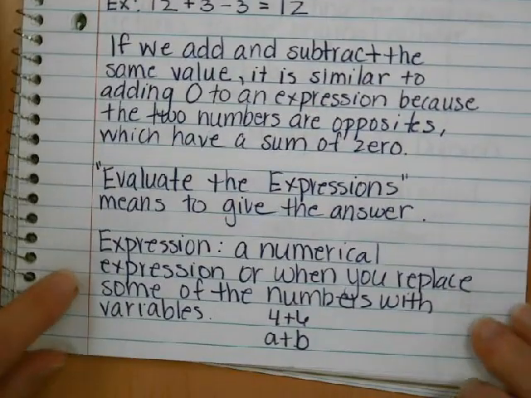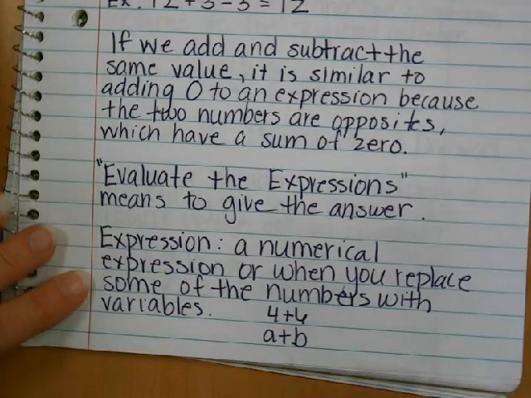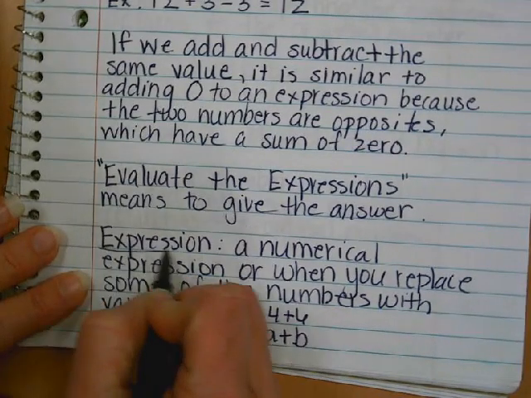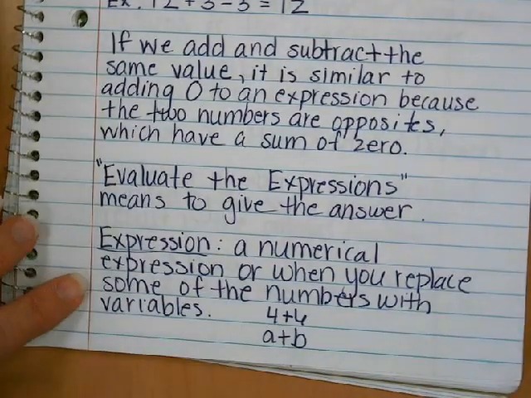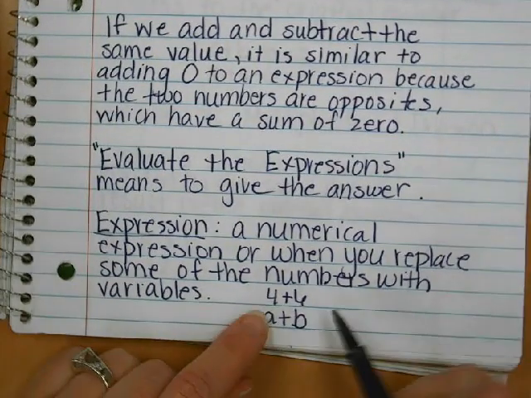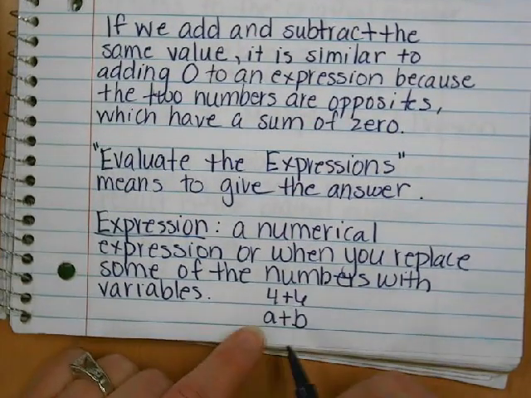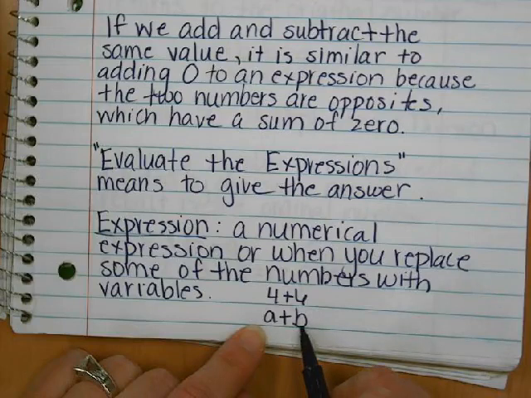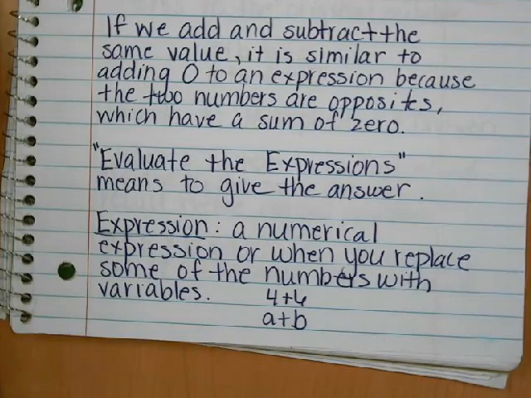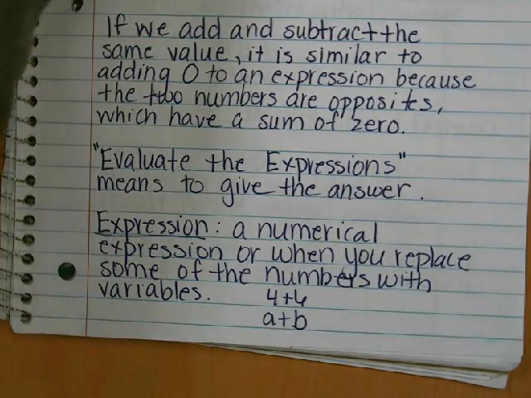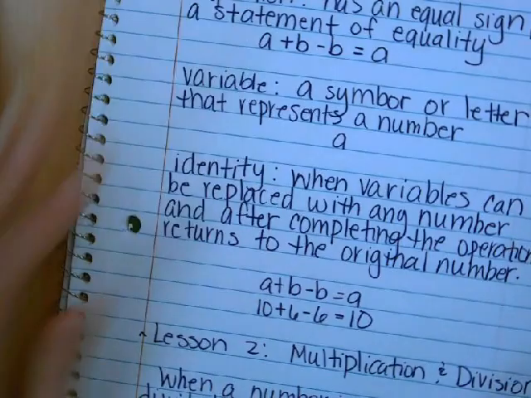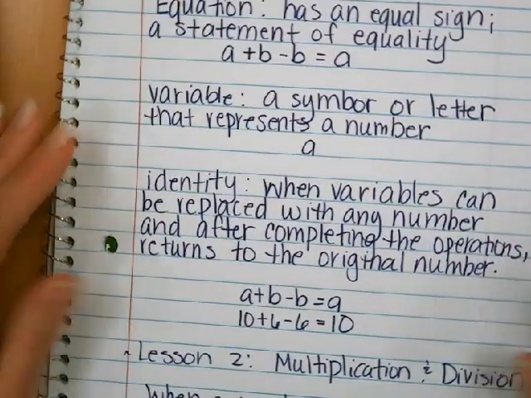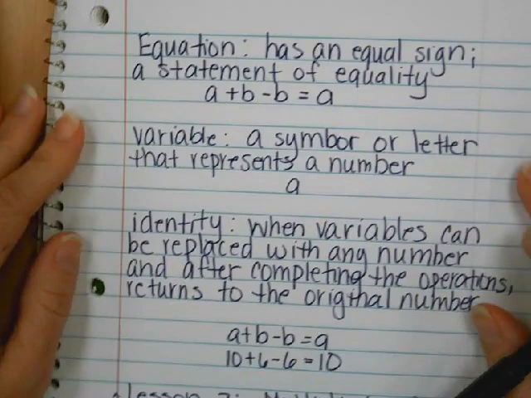An expression is a numerical expression, or when you replace some of the numbers with variables. So an example of an expression would be 4 plus 6, or you could also show a plus b. So both of those are examples of an expression. Notice an expression does not have an equal sign. Turn to a second page if you need to. I needed to. You may still have room. As you know, I write big.